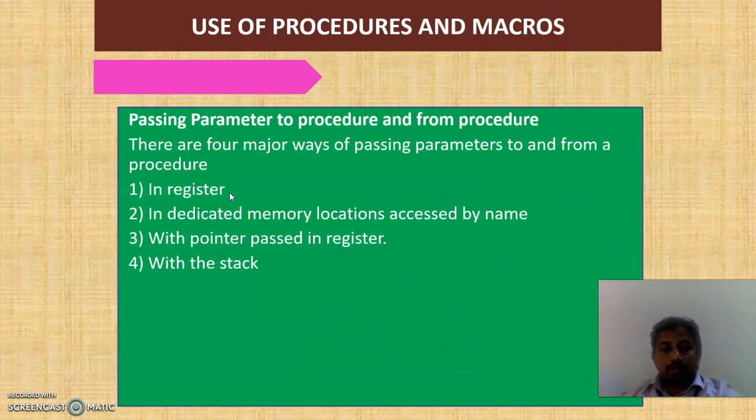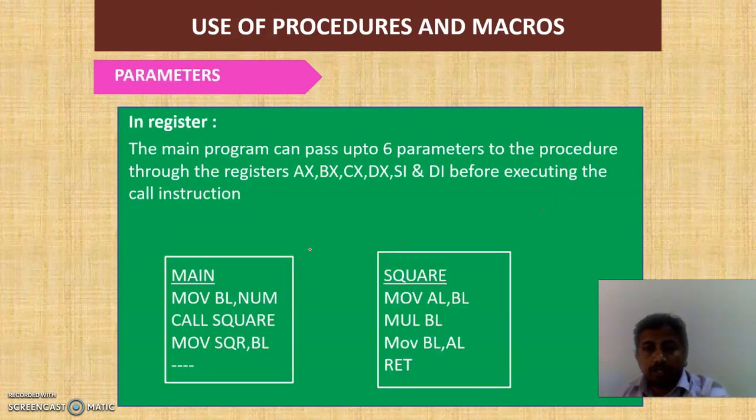That is the recurrent procedure. Now, how can you pass parameters to a procedure? Parameters are the values or conditions we send to the procedure. You can send parameters using registers, by putting the parameters in registers, or by using dedicated memory, or by using a pointer, or with the help of the stack. One after the other, we'll see parameters passed in a register. Here I'm passing values by loading a value into the BL register.